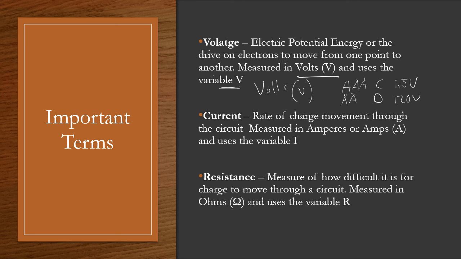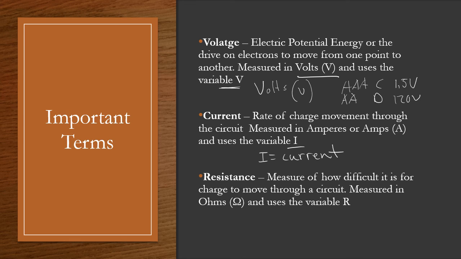Next thing is current. So current is basically how quickly charge is moving through the circuit. So it's a rate of flow. It is measured in amperes or amps, typically just referred to as amps, capital A, and it uses the variable I. So when you see I in an equation, it is the current. It's probably the only really confusing part about this whole thing, making sure to remember that I represents the current, or the rate of electron flow through the circuit that we're dealing with.